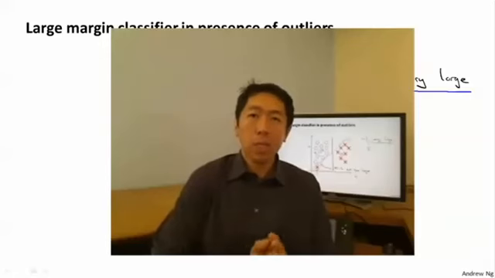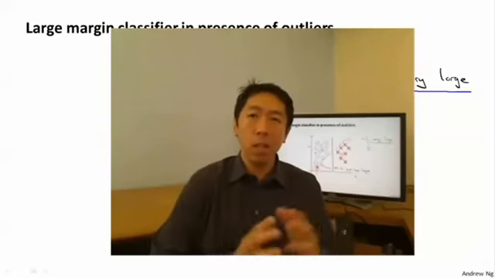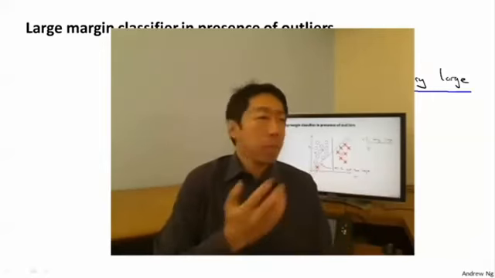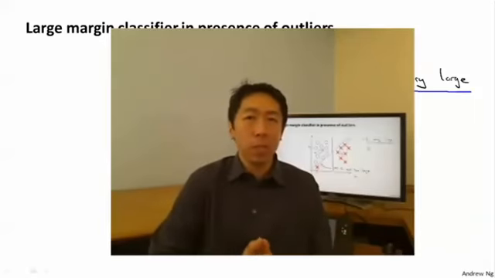So I hope that gives some intuition about how the support vector machine functions as a large margin classifier that tries to separate the data with a large margin. Technically, this picture or this view is true only when the parameter c is very large, but it's a useful way to think about support vector machines.